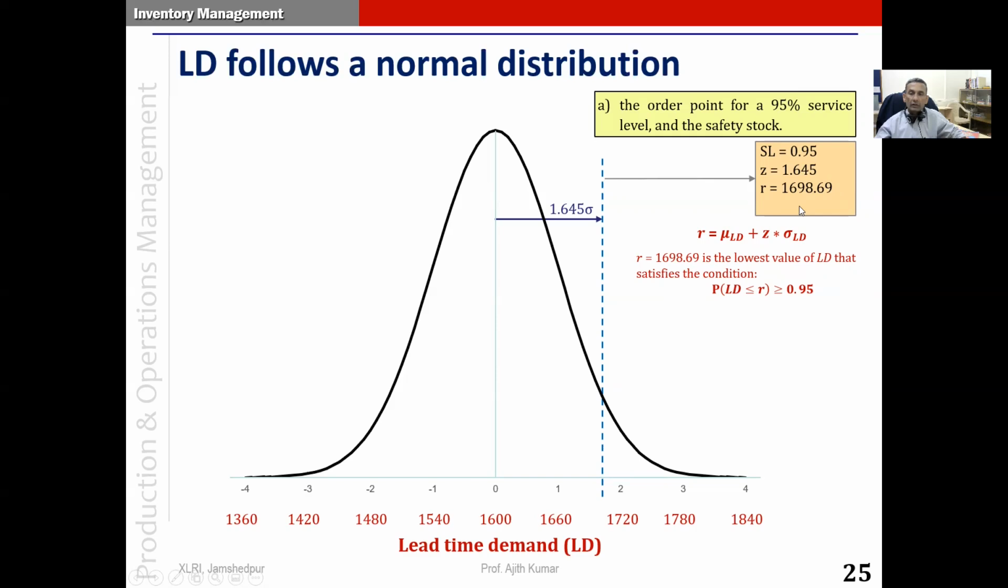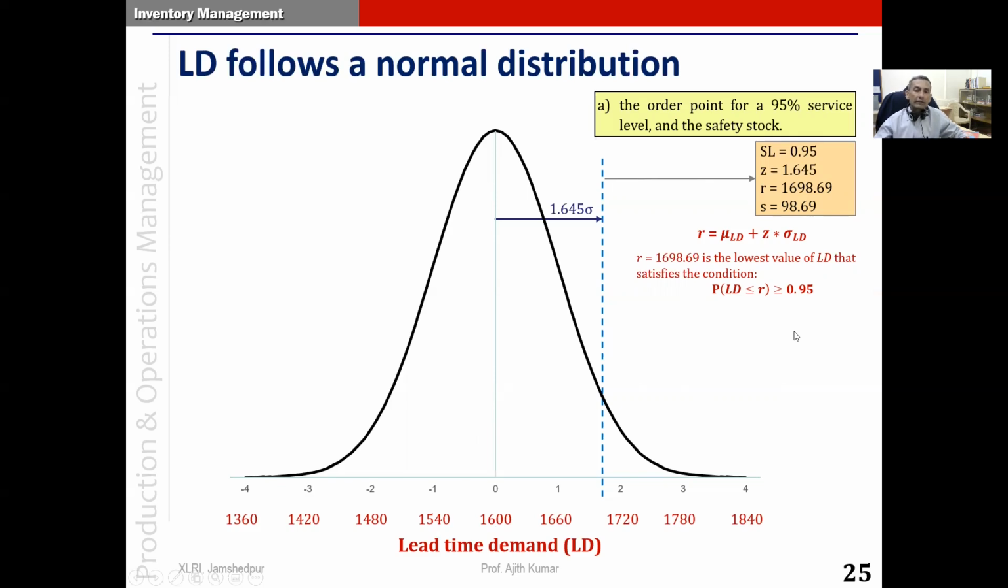Okay, now let's ask, what is the safety stock in this situation? The safety stock would be R minus mu LD, which is 1698.69 minus 1600. And so the safety stock is 98.69.